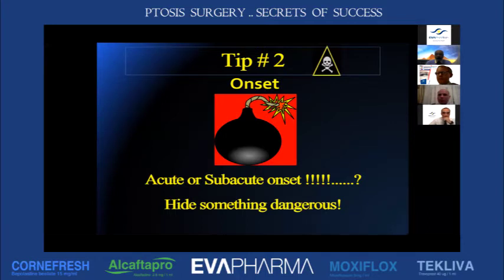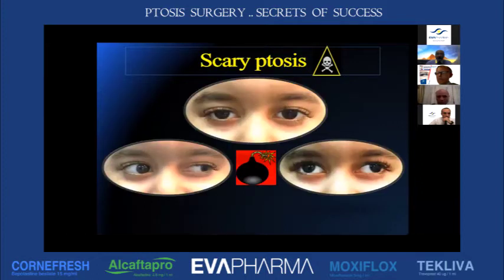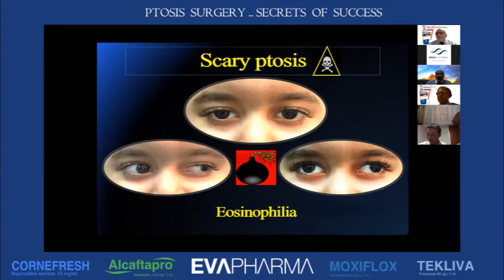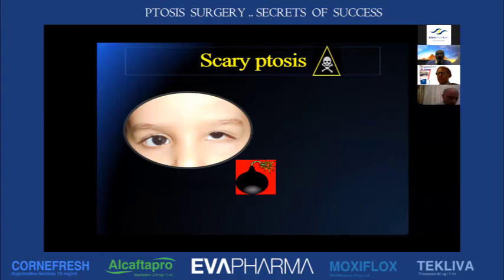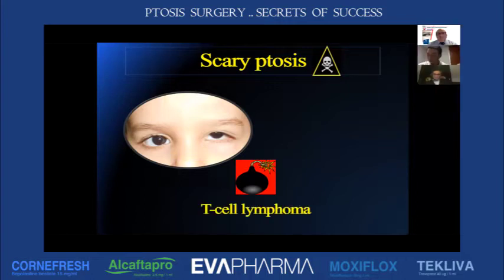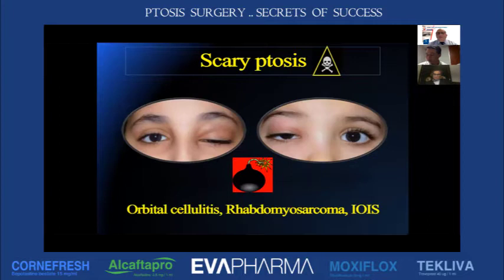Always remember that ptosis of acute or subacute onset usually hides something dangerous. And I'm going to give you some examples for these ptosis. This child has right mild ptosis, and when we examine the extraocular motility, it has some bizarre movement, and the ptosis actually is recently developed. And with investigation, he proved to have eosinophilia. Another patient has shortening of palpebral facial height on the left side with some hypertropia, which also developed recently over a couple of months. And with evaluation, he proved to have T-cell lymphoma and he received chemotherapy.